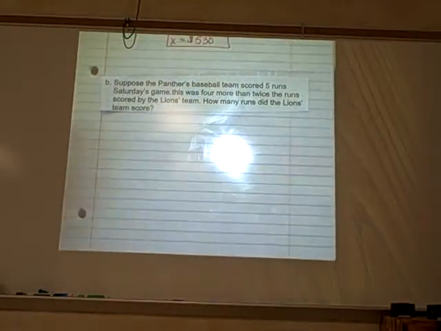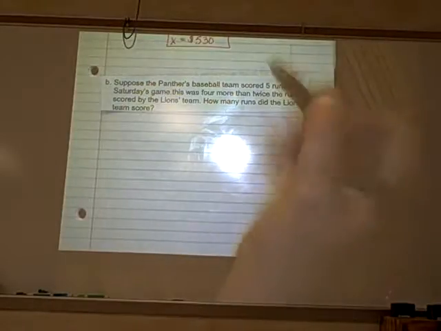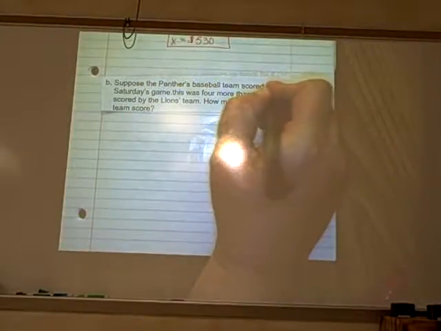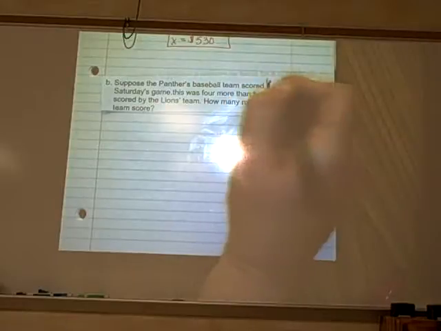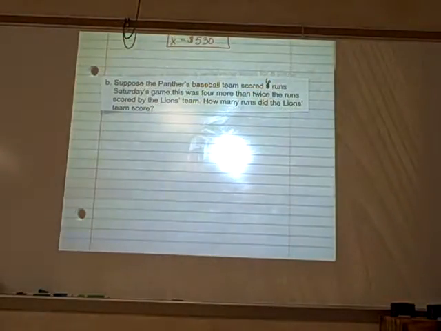The next one. Suppose the Panthers baseball team scored, oh, we need to fix this. This is a typo. I need to change this 5 to a 6. So change that to a 6 or else this messes up. I forgot to fix it when I typed it out. Suppose the Panthers baseball team scores 6 runs in Saturday's game. This was 4 more than twice the runs scored by the Lions team. How many runs did the Lions team score?